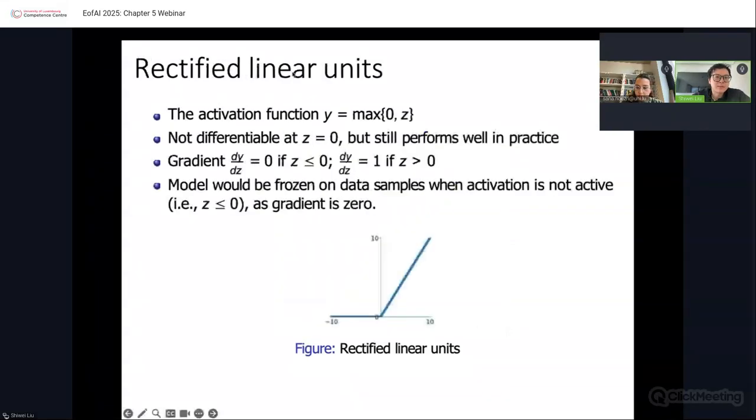What is more commonly used is ReLU, rectified linear units. When X is larger than 0, it is basically a linear unit, but when X is smaller than 0, it becomes 0. This activation function is the most famous one in modern neural networks. It's not differentiable when X equals 0, but still performs well in practice. Its gradient is very easy to calculate. When X is larger than 0, the gradient equals 1. When X is smaller than 0, the gradient equals 0.